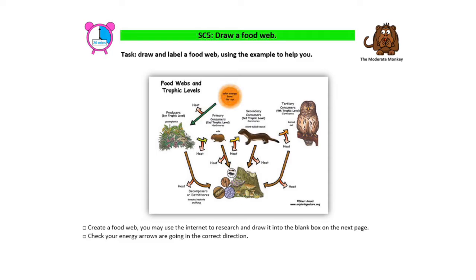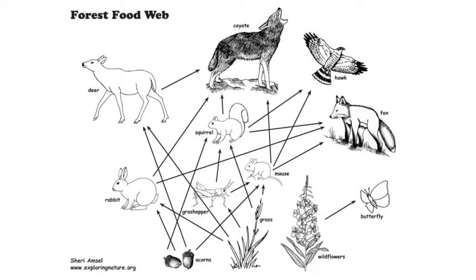So we're going on to SC5, which is how to draw a food web. So let's start by having a look at what a food web is. Well, a food web, although it looks complicated, is actually just lots of food chains all added together. So it shows all of the different interactions of who is eating who.